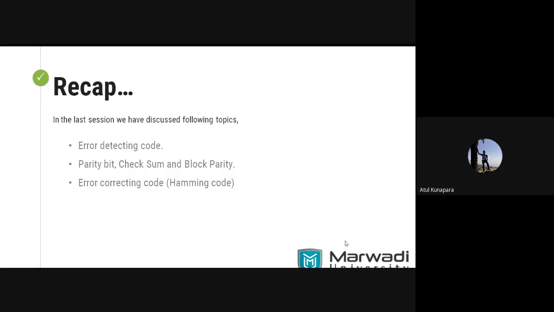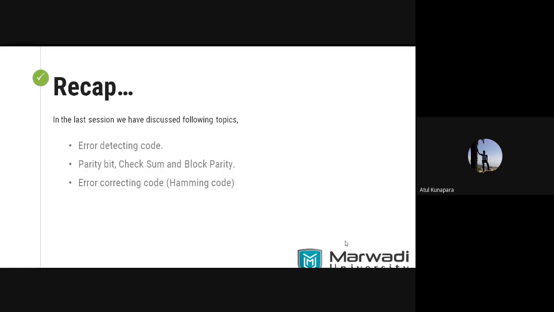Let us begin our session with the recap of last session. Yesterday we were talking about error detecting code, and in error detecting code we discussed the parity bit, then the checksum method, and the block parity method that can be used to detect whether an error is present in your code or not. They all have some advantages, disadvantages, and limitations that we talked about yesterday.